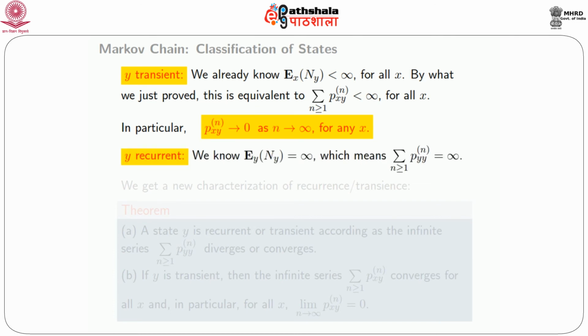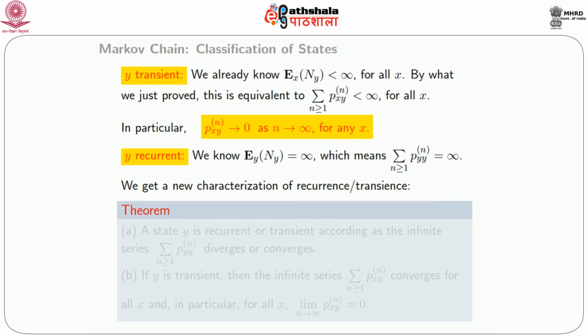What happens if y is recurrent? In case y is recurrent, we know in particular that E_y of N_y is infinite, because N_y itself is infinite with probability 1. So E_y of N_y is infinite, which means that the series p_yy^(n) summed over n greater than or equal to 1 is infinite. Now this leads to a very interesting new characterization of recurrence and transience, which is very useful, and we'll see use of it later. So I state it as a theorem.